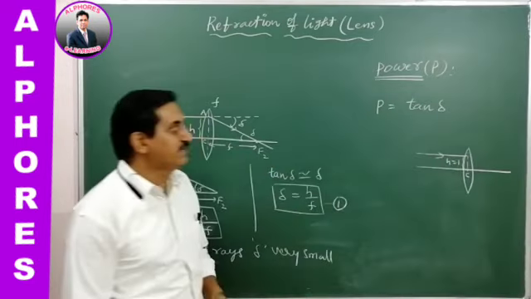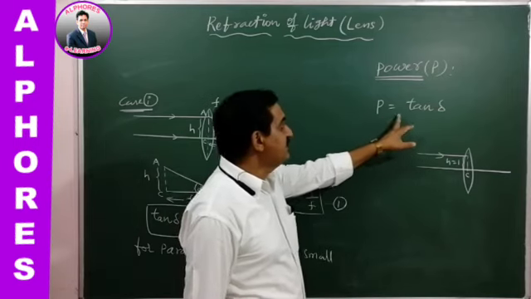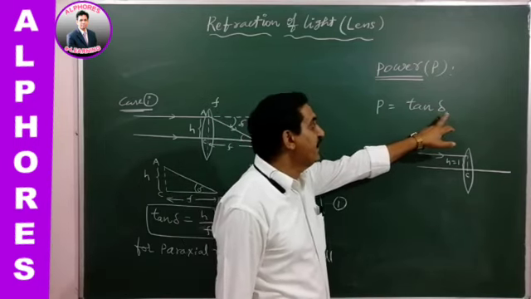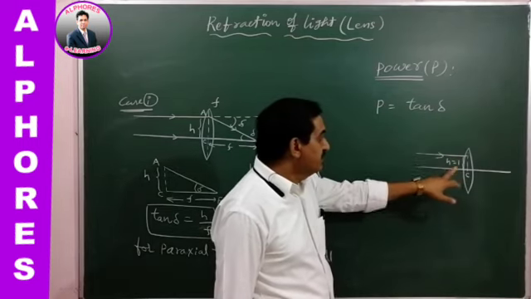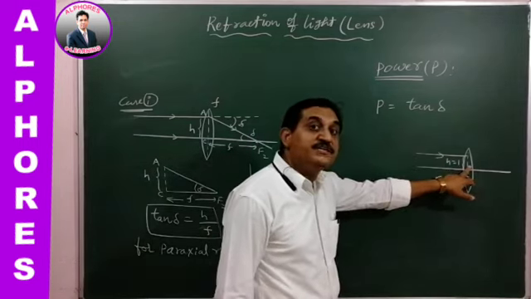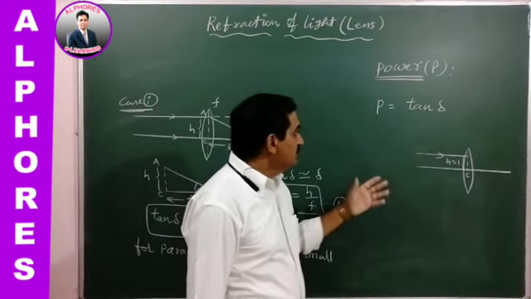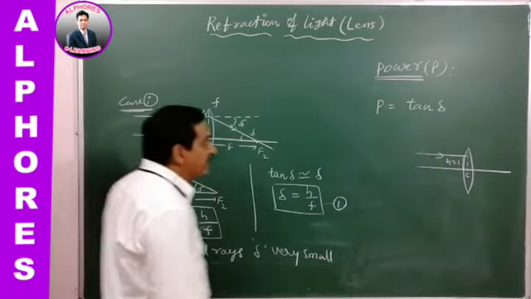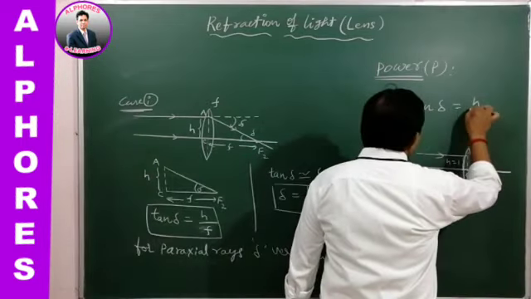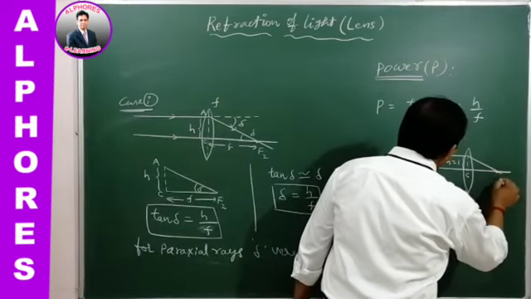1 unit. See here, once again, the power of a lens is defined as the tangent of the angle by which the light converges or diverges when it is incident at unit distance from the optic center of the lens. That is, P is equal to tan delta. Tan delta, we already have the formula, that is h by f.